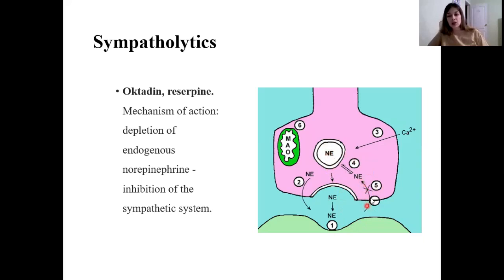So our drug, reserpine, a sympatholytic, blocks this process of the neuronal reuptake, and norepinephrine will not be recycled. If it is not recycled, after some time we will spend all our stores of norepinephrine, and finally there will be nothing. So finally, it will just be all spent. This is the effect of sympatholytics.